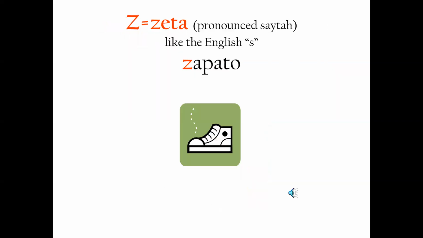This is seta. It's not a z sound like buzz. It's a very hard sound, but this is a very soft sound. Seta. And the word for shoe is zapato. All right, that's going to be it for this lesson.